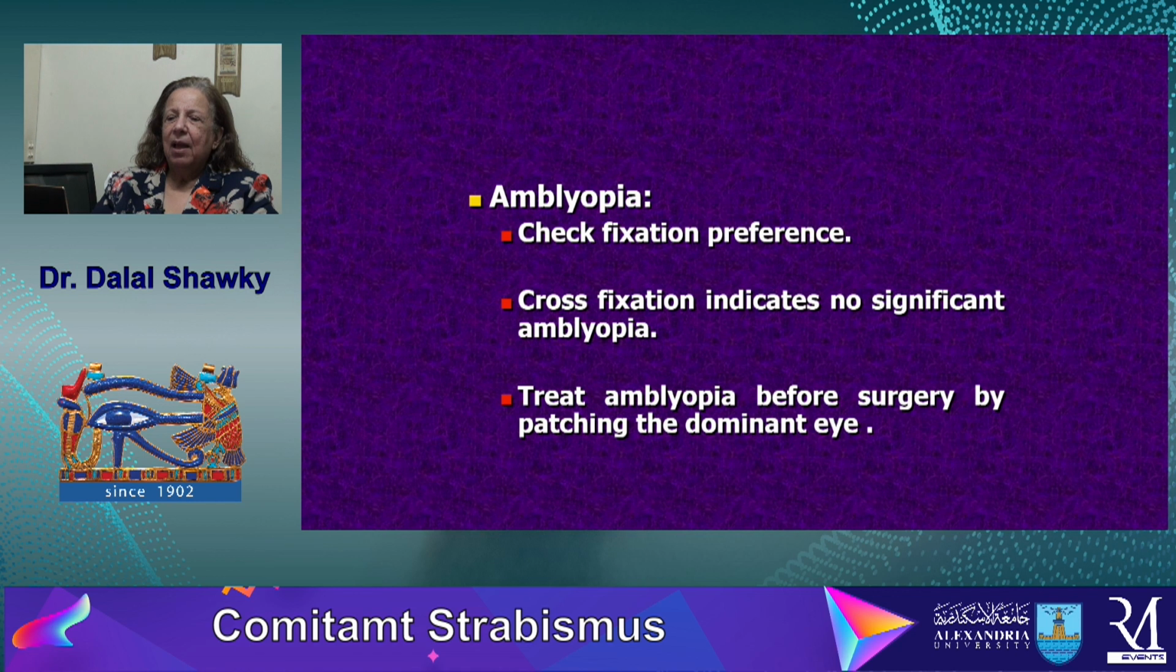We have to detect amblyopia and check fixation preference. If there is cross fixation, this indicates no significant amblyopia. We have to treat amblyopia first before treating the squint, by patching the dominant eye for a certain period of time until the squint, which is unilateral, is transformed into alternating type. The transformation of the unilateral squint into alternating type means that the vision is now equalized in both eyes and the amblyopia is cured.